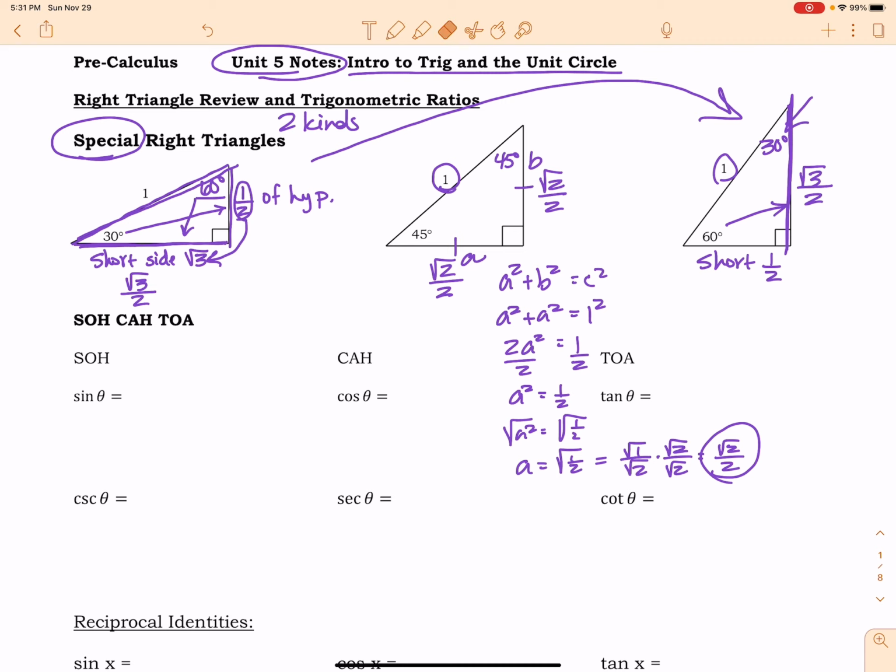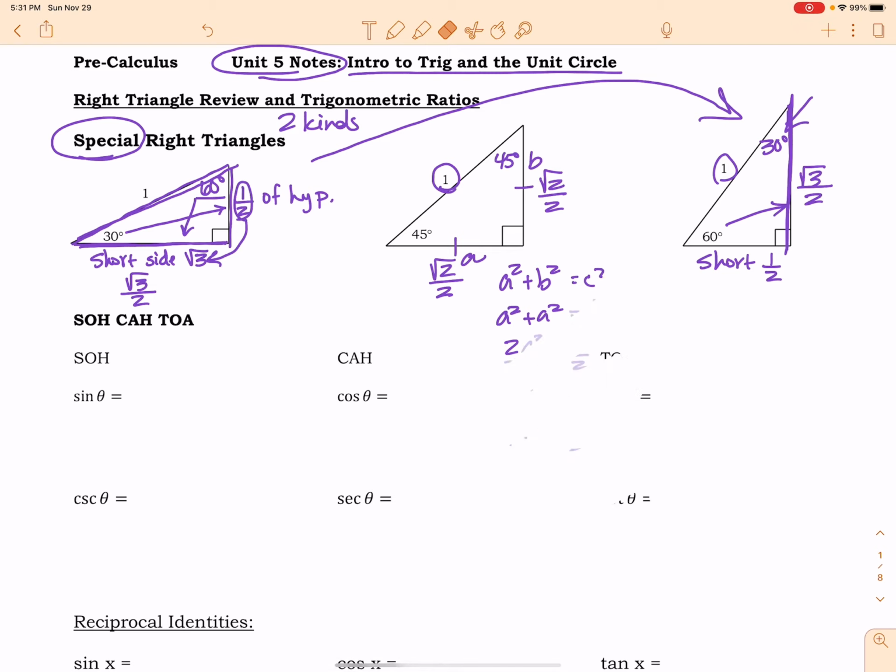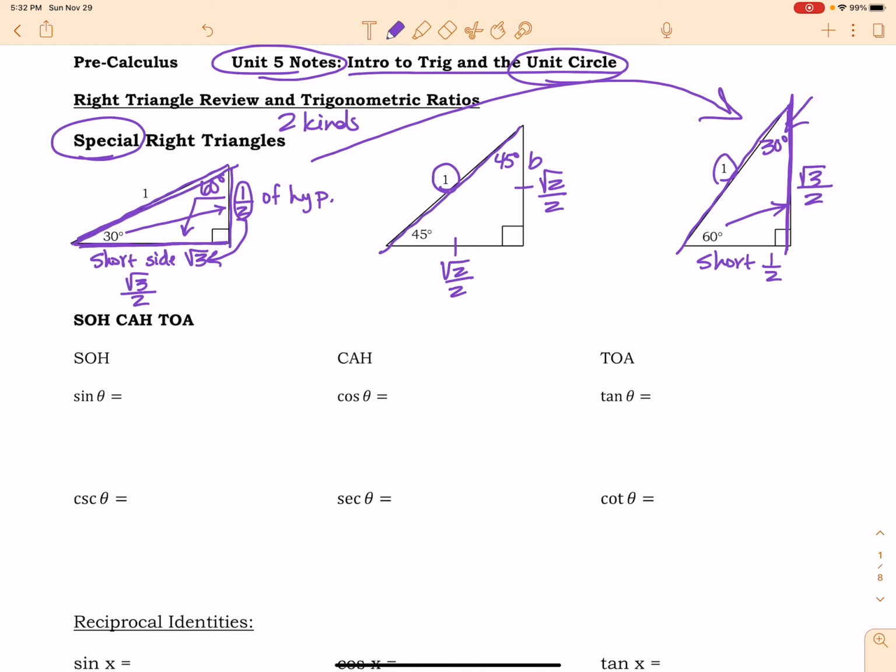Okay, so having said all that, Miss Griggs, why is this important? Well, it's not really important right now, but it will be when we get to the unit circle, because the unit circle is based on all of your triangles formed within a unit circle having a hypotenuse of 1. That's why we're reviewing special right triangles.